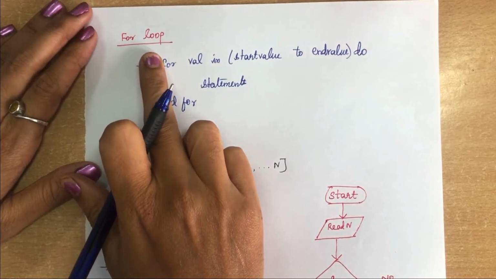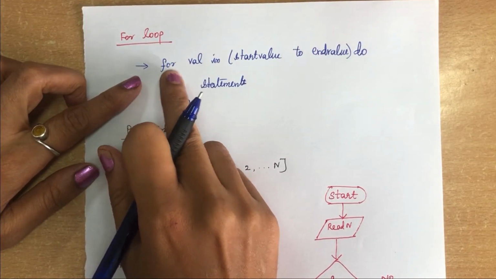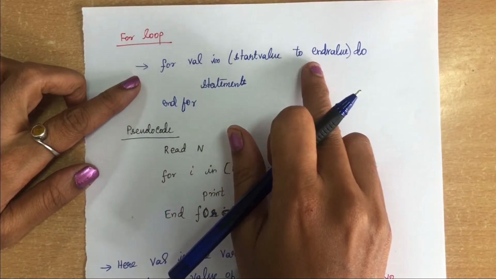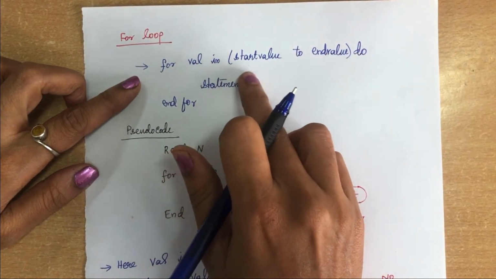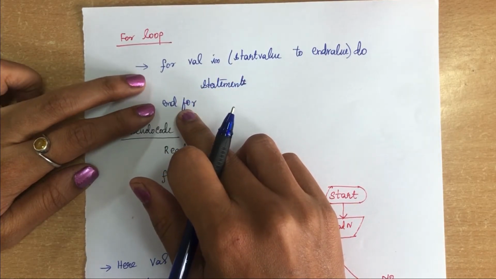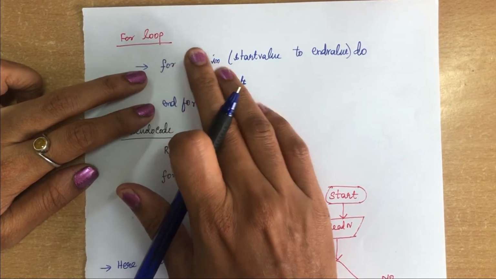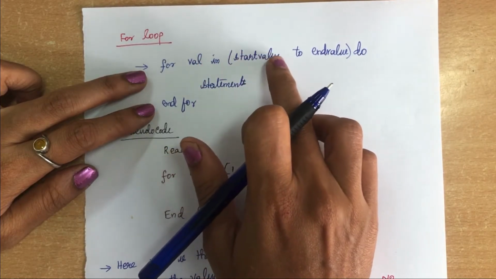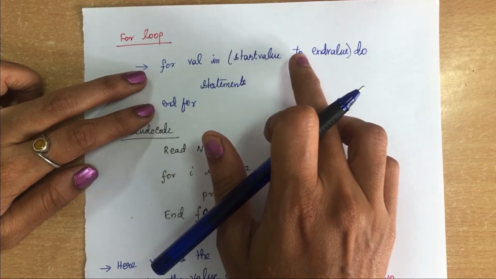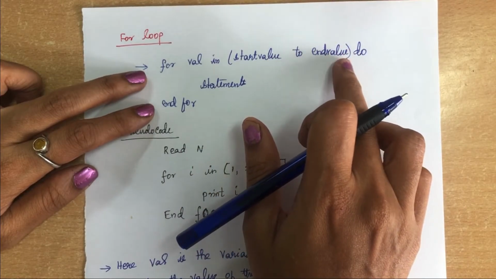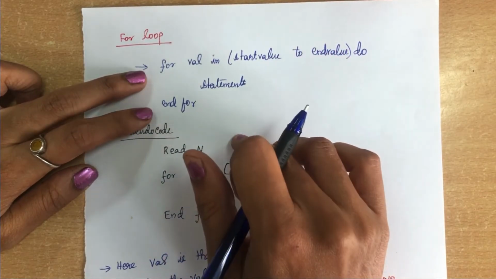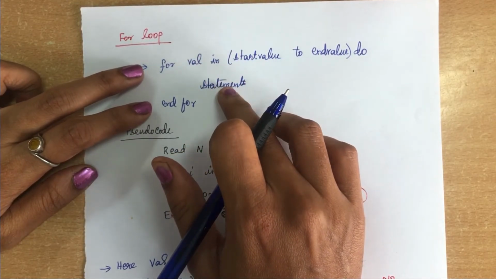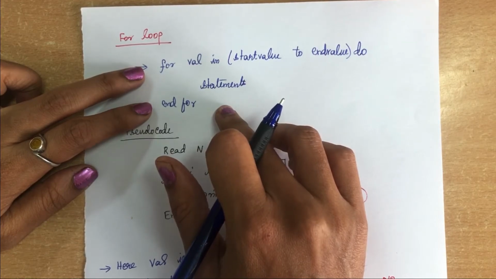Coming to the for loop in iteration. The for loop works like this: for a value from the start value to the end value, we execute the set of statements, and it ends with end for. Here the value takes a value from the sequence, and for each iteration it takes one value, and once it reaches the end value it comes outside the loop. First time when it executes, it takes the first value and executes the set of statements inside the for loop.